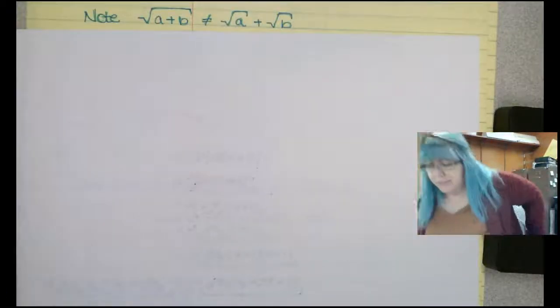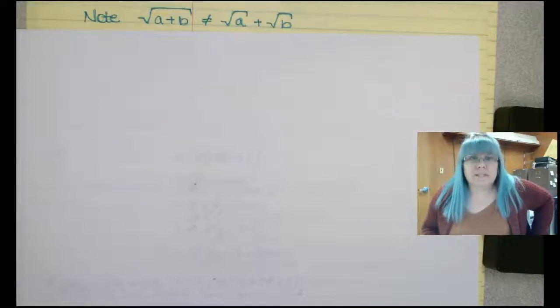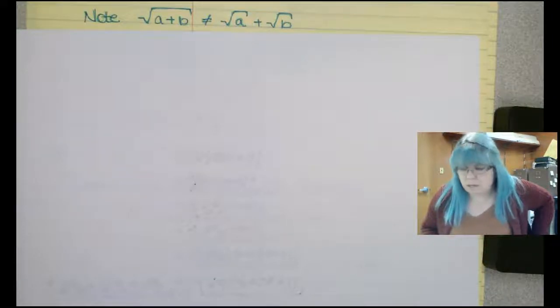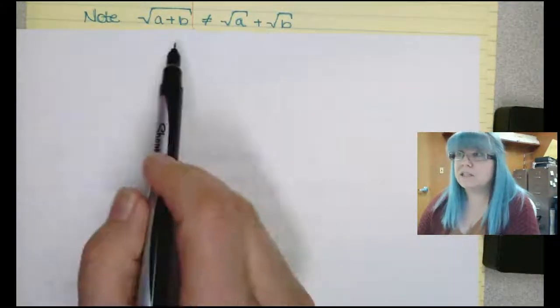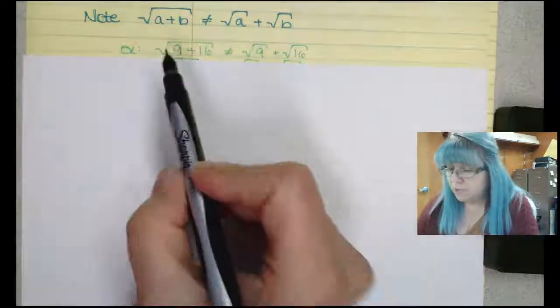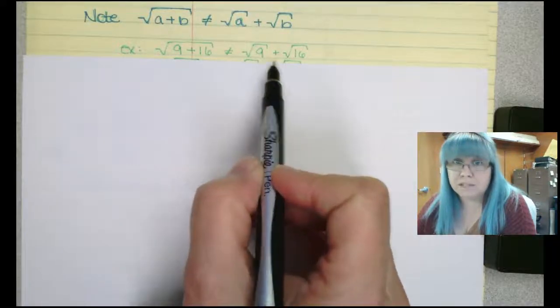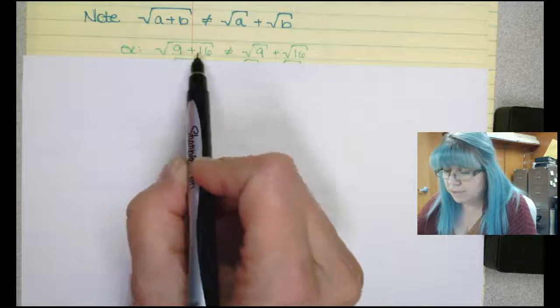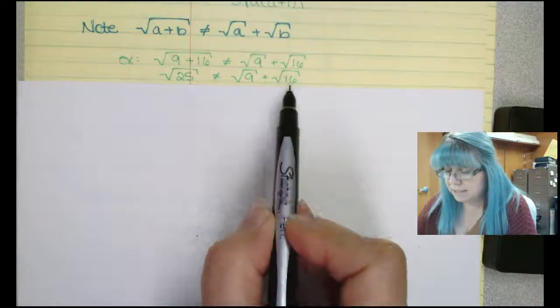I do want to state one thing that sometimes trips people up: the square root of a plus b does not equal the square root of a plus the square root of b. I'm just going to give an example that describes why. The square root of 9 plus 16 does not equal the square root of 9 plus the square root of 16. Well, 9 plus 16 is 25, so the square root of 25 does not equal the square root of 9 plus the square root of 16.